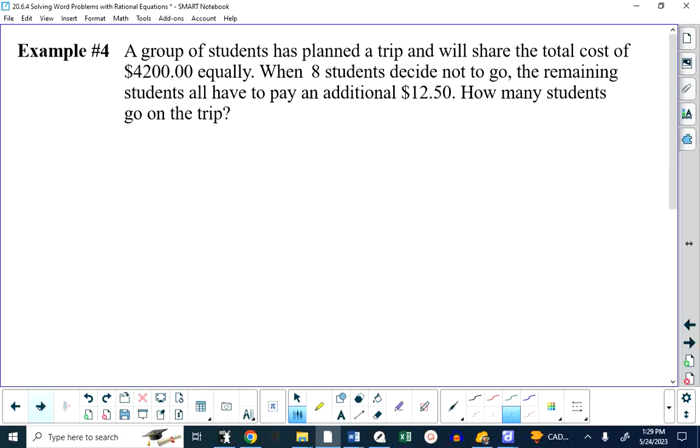Which would mean if more students decided to go, they would each pay less if they're going to share the price equally. But imagine that we all decided to go on a trip. $4,200, you go, can I afford it? And I take 33 plus myself, well, we'll just go students because teachers ride for free, okay? 33 students. What's 4,200 divided by 33?